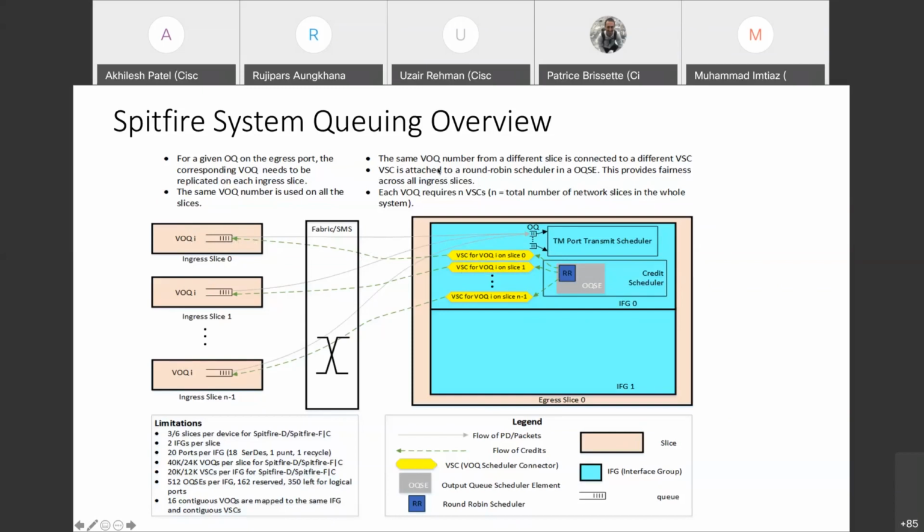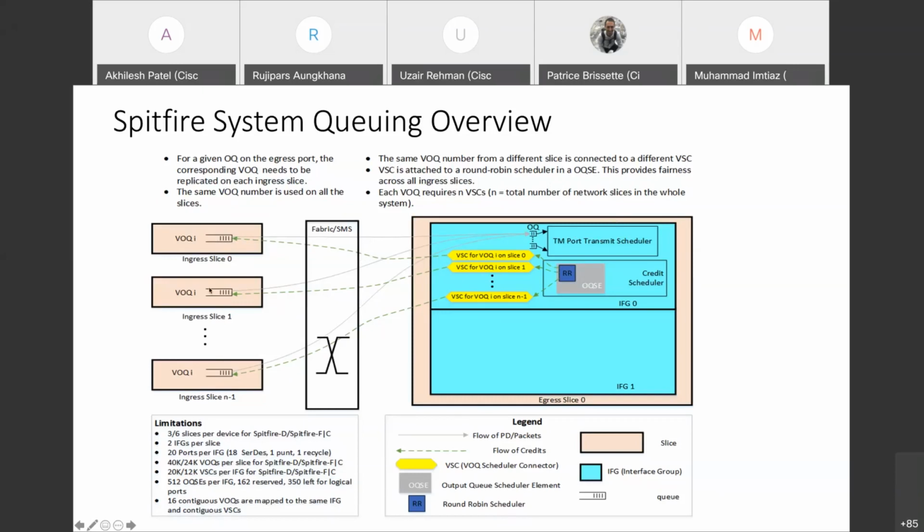So that's one part. Like I mentioned, the same VOQ number from a different slice is connected to a different VSC. VSC is attached to a round robin scheduler in the output queue scheduling element, and this provides fairness across all the ingress slices. It means that in the default scenario, when there is no priority and every queue has the same weight or same level of priority, it will be in round robin fashion.